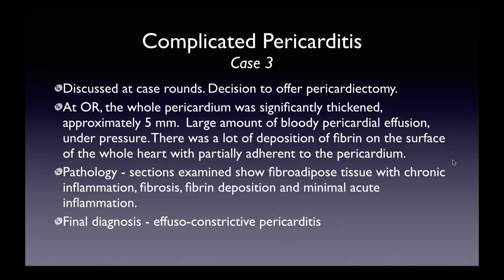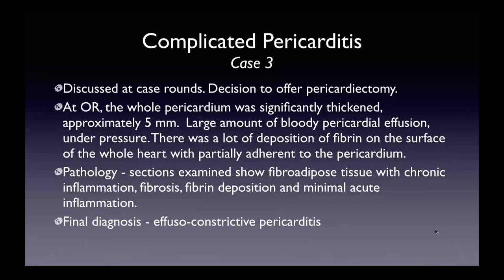In the end, he went to surgery, and the surgeon found that the whole pericardium was significantly thickened. There was a large amount of bloody pericardial fluid under pressure, and there was a deposition of fibrin on the surface of the whole heart that was partially adherent to the pericardium. So there was definitely some degree of constriction.